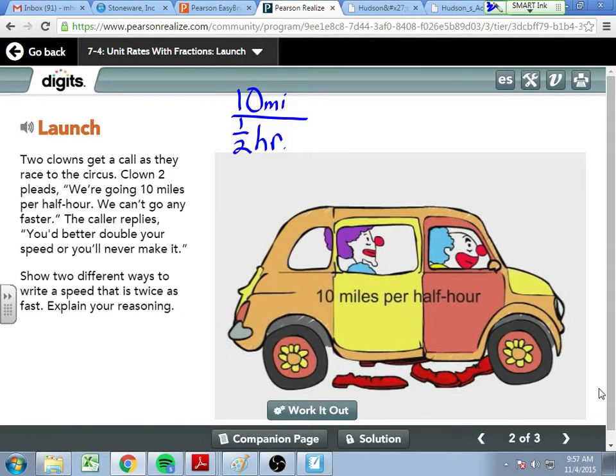So, how could we figure out what their speed actually is, how we normally talk about speed? 20 miles per hour. Now, how'd you do that?